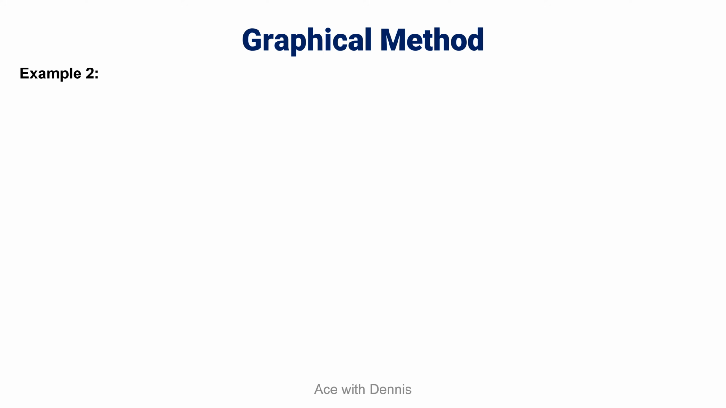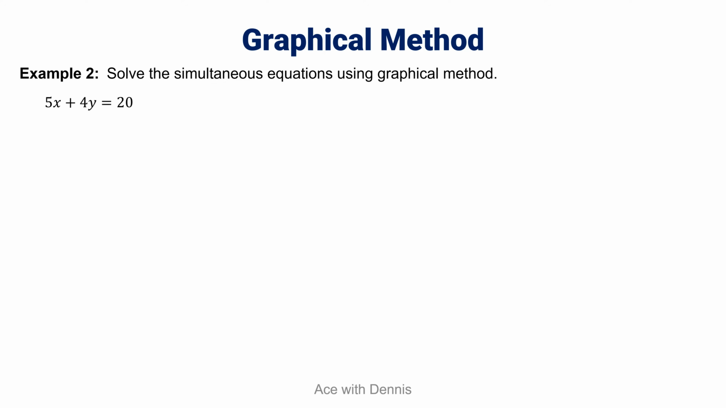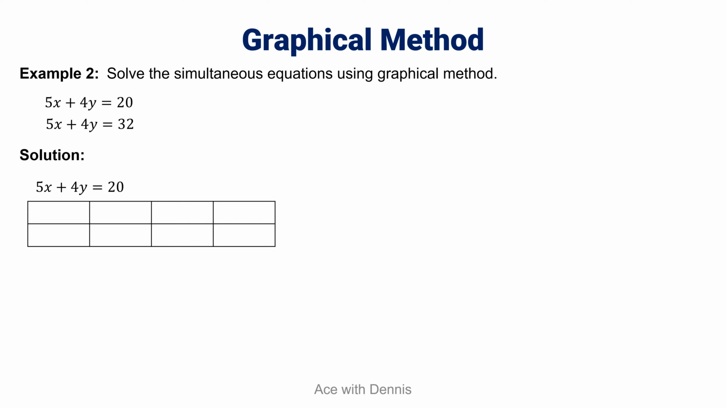Alright, now we look at example 2, which is the second possible result that we get. Solve the simultaneous equations using the graphical method. The first equation is 5x + 4y = 20, and the second is 5x + 4y = 32. The solution is that we have to plot the graphs for these two equations. We repeat the same process: we have to build a table first before drawing the graph.